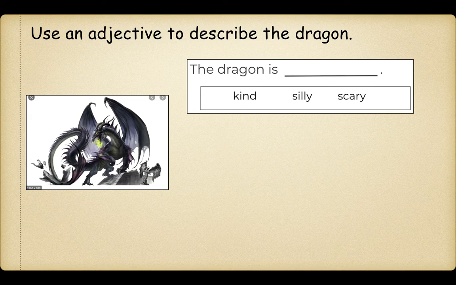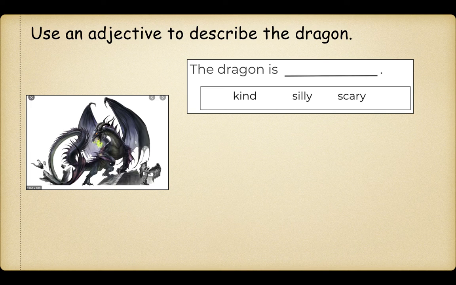Is the dragon in the story kind? Or is the dragon silly? Or is the dragon in the story scary? Which word would you add in this sentence? So the dragon is, which word would you choose?